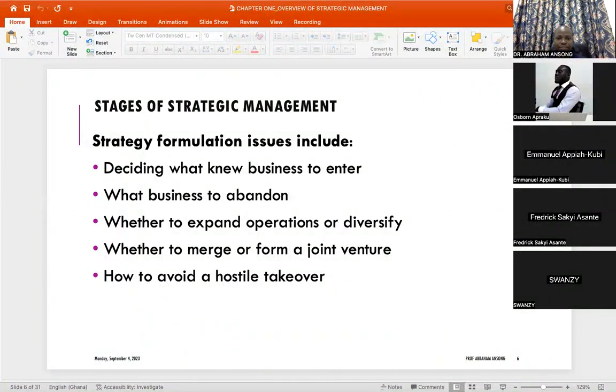Next point or decision is how to avoid a hostile takeover. That is another important decision that will be made in strategy formulation. As the business grows and makes more profits, you have other companies or investors that will be looking at it closely. So you want to have a good discussion with your other equity holders or shareholders of the company as to whether you want to sell part of the ownership to other investors, or retain the ownership of the business.